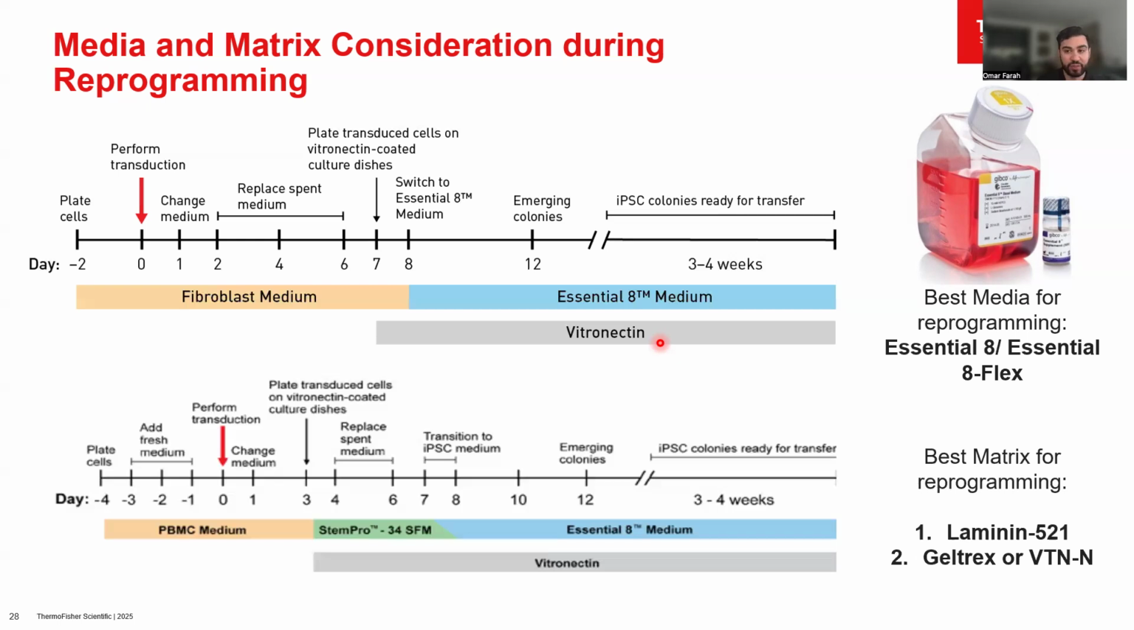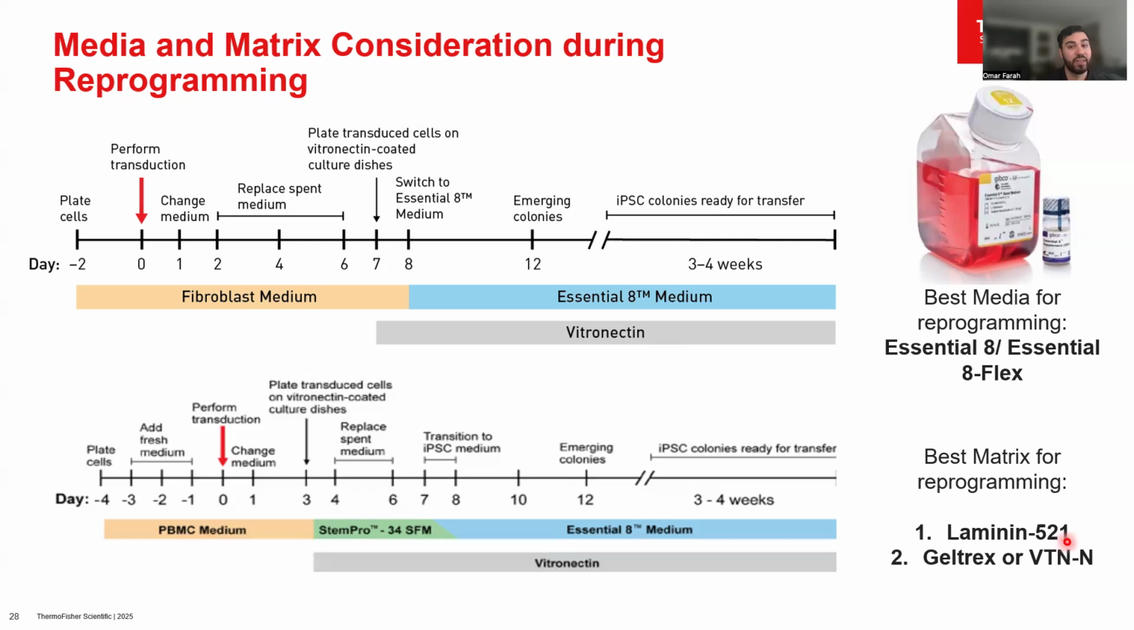Now, the other thing I wanted to call out is the matrix itself is also important and can dictate the efficiency of reprogramming. So at this point, you'll see that in those schematics, the cells on day 7 or on day 3 were replated onto vitronectin-coated plates to continue driving the reprogramming process. But there's other matrices that you can coat the plastic with that can give you better efficiencies or improve your ability to derive a cell line at the end of that 3 to 4 week period.